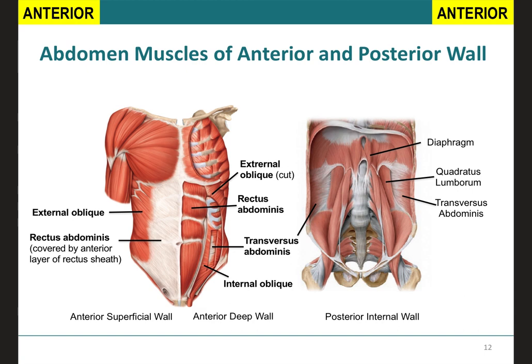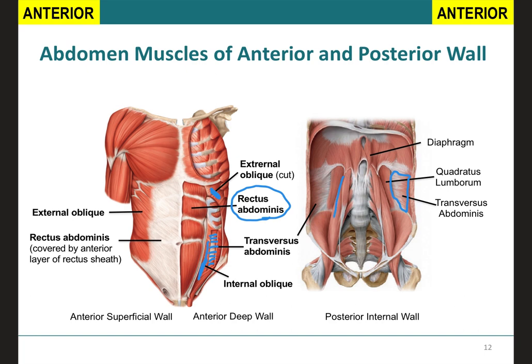So the outer muscle that's right in the middle is going to be the rectus abdominis. Then you're going to have the external oblique, which will run externally lateral. Below it will be the internal oblique, and below the internal oblique will be the transversus abdominis. Notice how the fibers run transverse. In the posterior wall, you're going to have the quadratus lumborum, which is a square in the lumbar region.